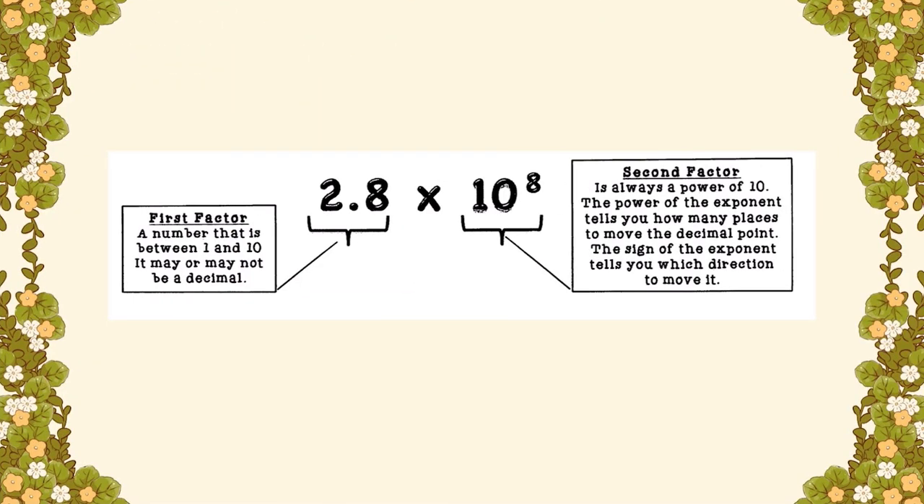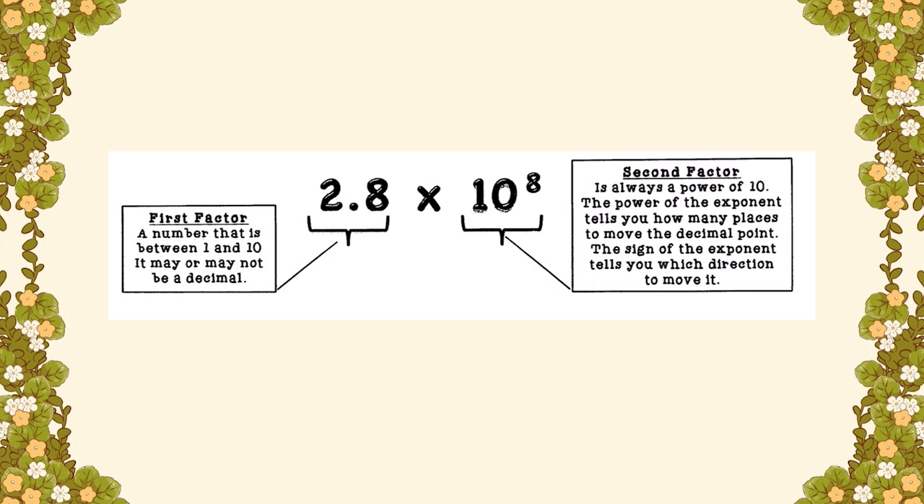So this is just a visual of what scientific notation looks like. You can see here that the first factor is always going to be a number between 1 and 10, and it may or may not have a decimal. And then the second factor is always a power of 10. The power of the exponent tells you how many places to move the decimal point. The sign of the exponent tells you which direction to move it.